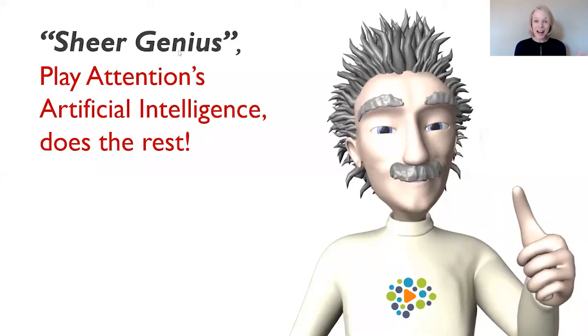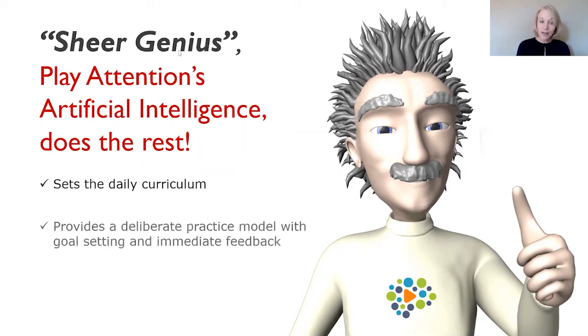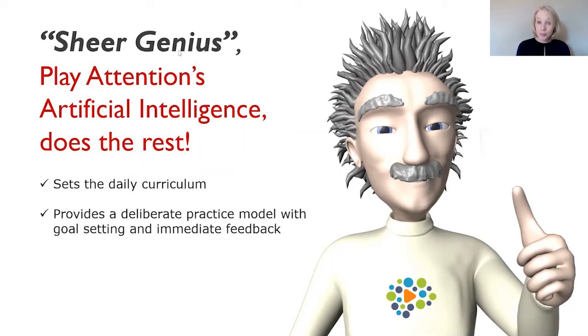And don't worry, because not only do you have that personal executive function coach to help you through the process, you also have our artificial intelligence called Sheer Genius. And Sheer Genius does a lot for you in the background. So Sheer Genius sets the daily curriculum. That means when you log in, Sheer Genius will select the most appropriate activities for that day based on previous performance.